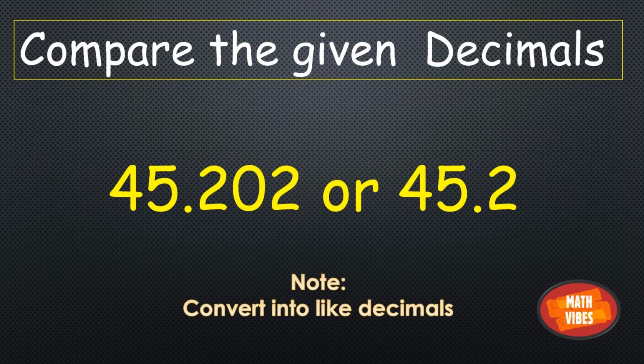Alright? Okay. Now this question again. Now see it carefully. I told you that the first step should be that the decimals should be like decimals. But here I have 45.202, but the second number is 45.2. Now our first step should be to make it into like decimals. So here I have 3 digits, but here I have only 1 digit. So in order to make it into 3, I will add 2 zeros to it. So now the number became 45.200.